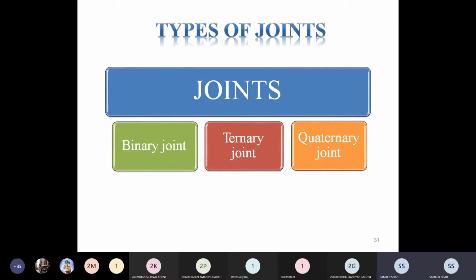I will show you one figure. If possible, please see another video as well. I hope the figure is visible to all. In this figure, at one point, the number of quaternary joints is four links joined.